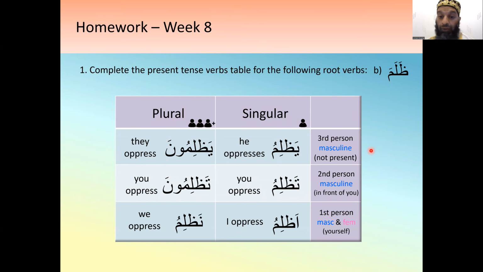Next one. For dhalama, to oppress, it's yadlimu. Yadlimu. Okay, so for dhalama, for the present, the third letter has a kasra on it, a zir. Right? So yadlimu, yadlimuna. Second person, tadlimu, tadlimuna. And for first person, adlimu and nadlimu. Okay? That's this one.